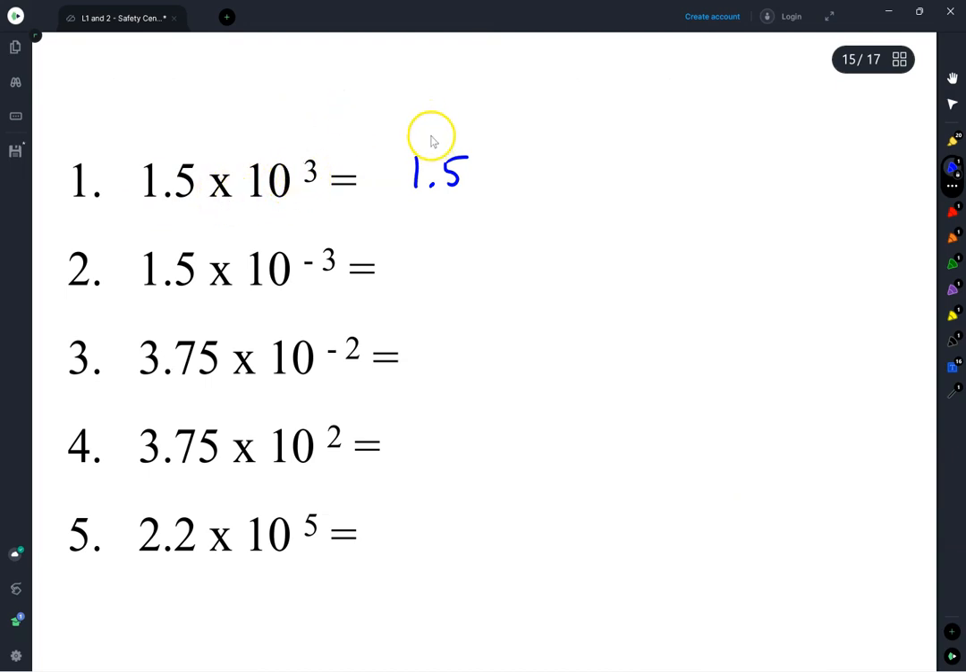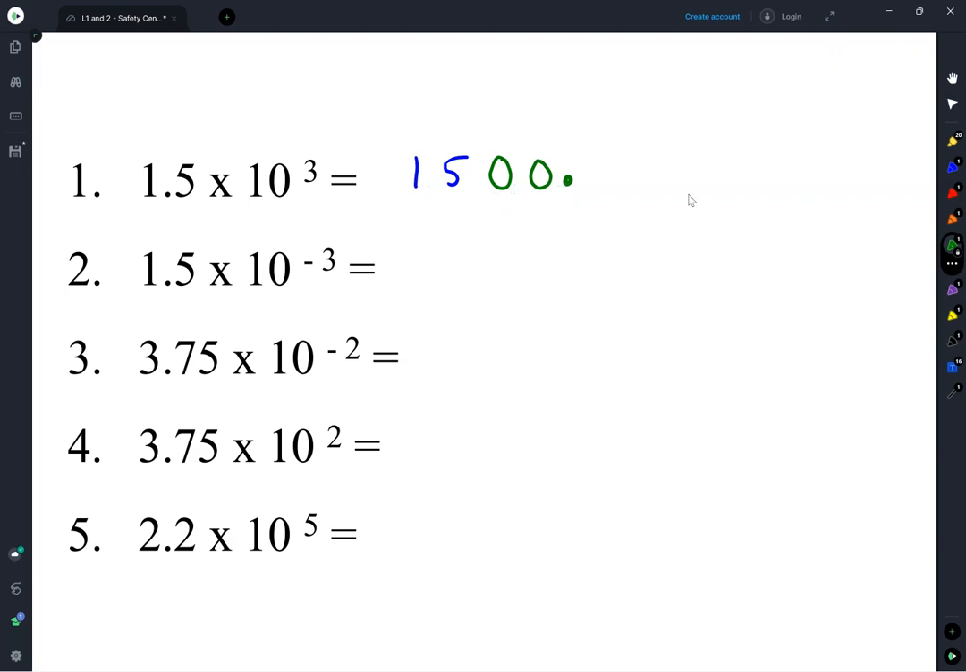But do I jump to the left or do I jump to the right? Because it's a positive exponent, I must jump to the right in order to make it a big number. So 3 jumps to the right gives me 1, 2, 3. Here's the new decimal point. Put in the zeros as your placeholders. Delete the old decimal, and you get 1500, which is a big number.